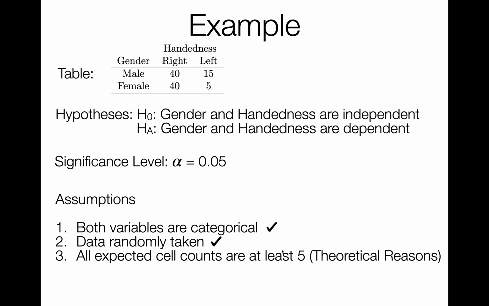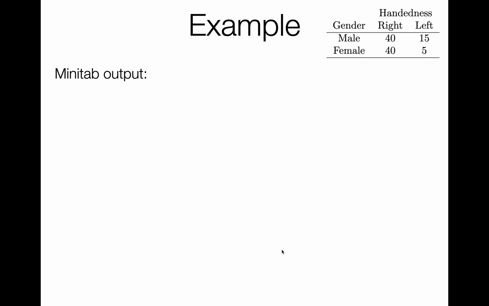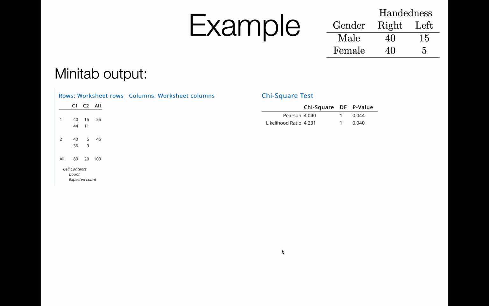Great. And then all expected cell counts are at least 5. We haven't seen them yet, so we have to sort of wait and see there. Okay, but it turns out that they will be. And so that third one will be met. We just haven't seen it yet. Okay, so here's the Minitab output. I'll show you how I get the Minitab output right after we're done this example. So here's the Minitab output.